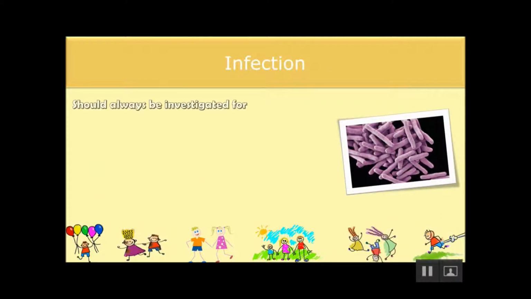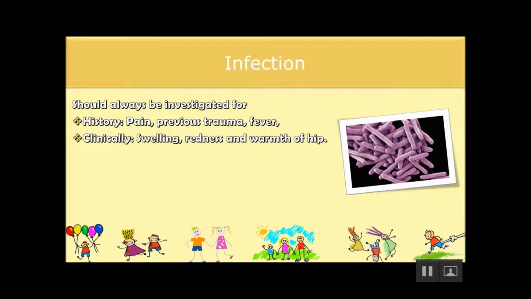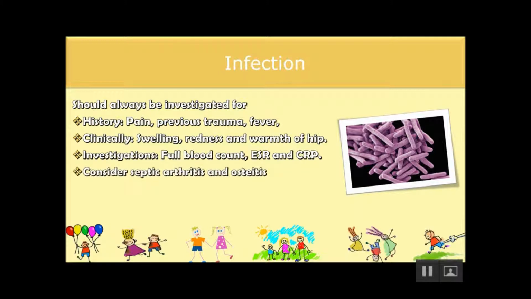It's also important to consider the chance that the patient may have an infection. On history, one should be alert to the presence of pain, previous trauma, and fever. Clinically, there could be swelling, redness, and warmth of the hip. Investigations required include a full blood count, ESR, and CRP. The likely causes would be a septic arthritis or an osteitis, and the general treatment involves incision and drainage with the use of antibiotics.